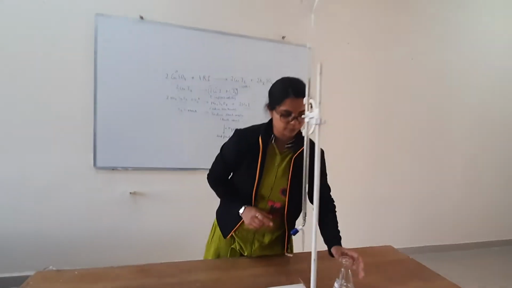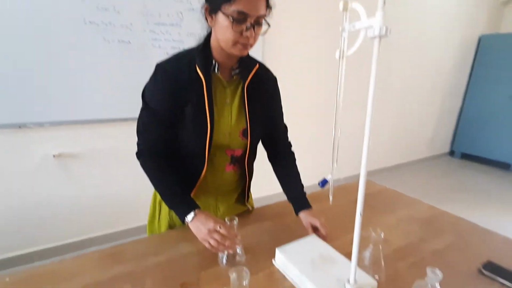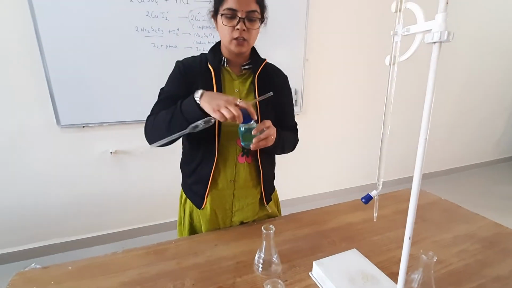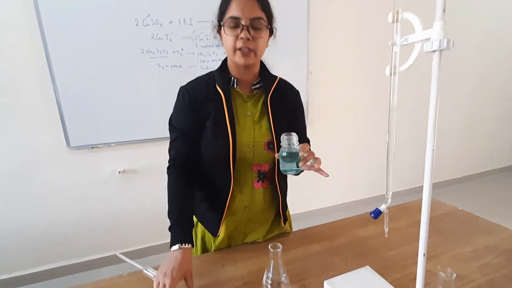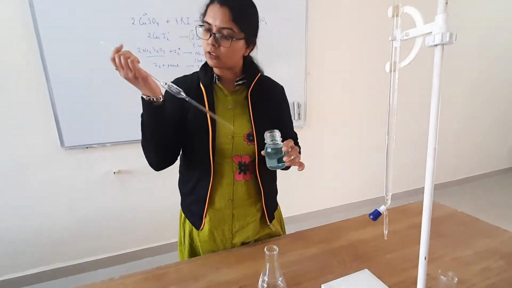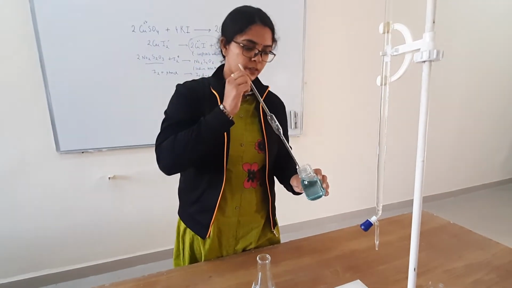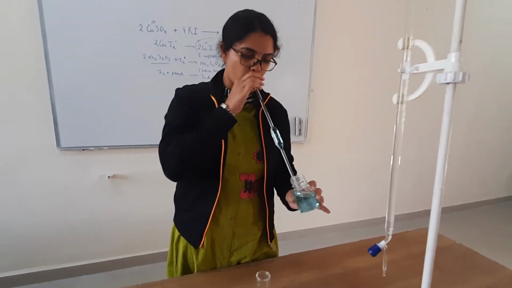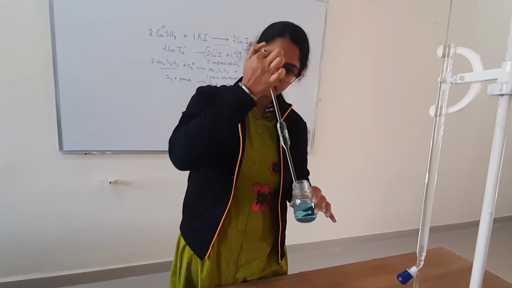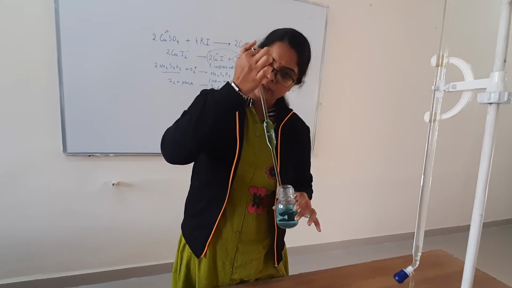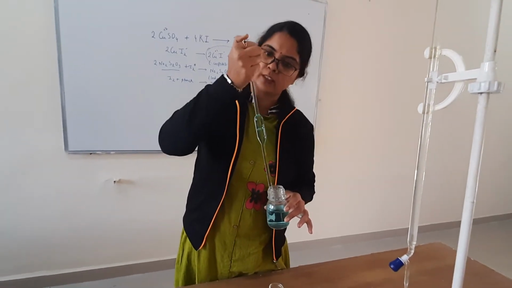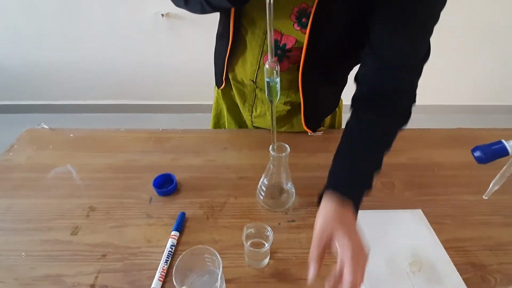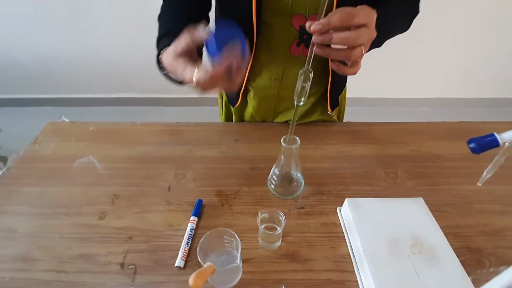Now in the conical flask we have to prepare the reaction mixture, and I am taking the known solution of copper sulfate. Its normality is N/40. We have to pipette out 25 ml of it, taking it till this circular mark here, and pour it into the conical flask. Do not blow out the pipette.